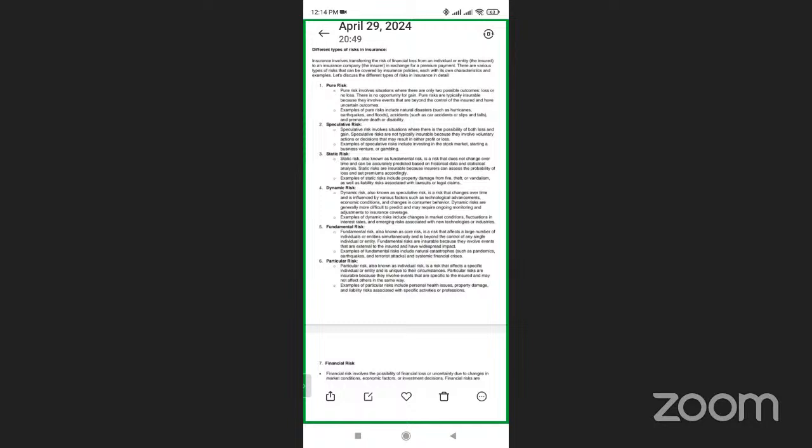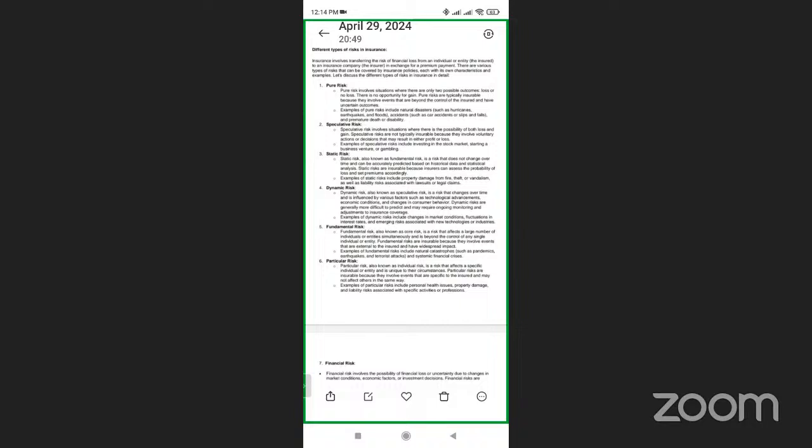So pure risk is a risk where there is no possibility of gain, rather where there is a possibility of loss or no loss. This pure risk can take three different forms. One such form is your personal risk, one such form is your public risk, and one such form is your property risk. Personal risk, property risk, and public risk. These three types of risks come under the category of pure risk.